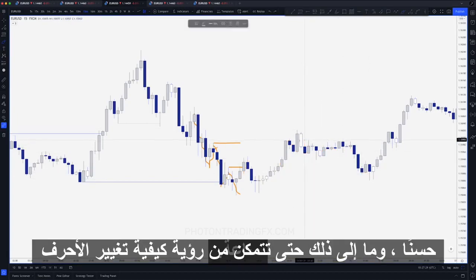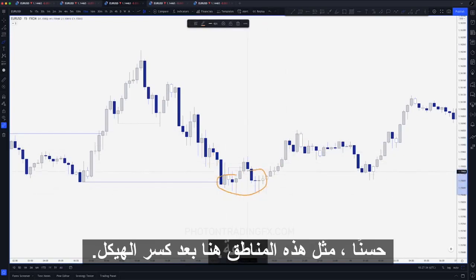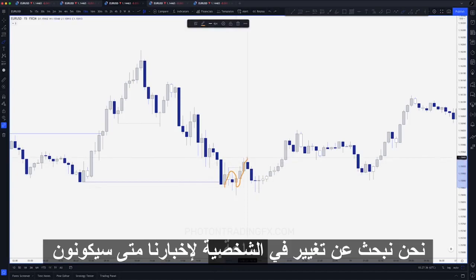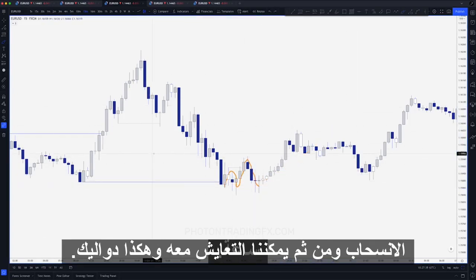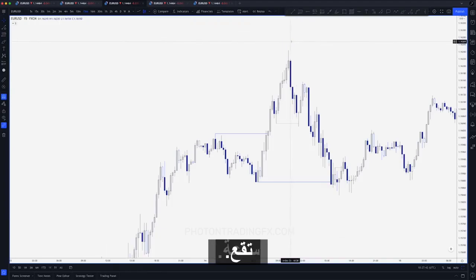So you can see how there are changes of character in a lot of random areas, and that's why we just try to use them at turning points, okay? Like these areas here, after a break of structure, we look for a change of character to tell us when there's going to be a pullback, and then boom, we can get in long, and so on and so forth. So hopefully I've made that clear. It really doesn't need to be complicated.